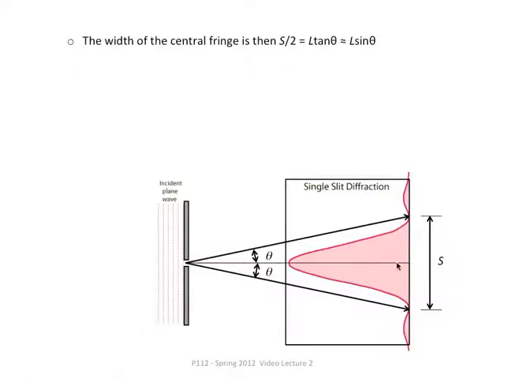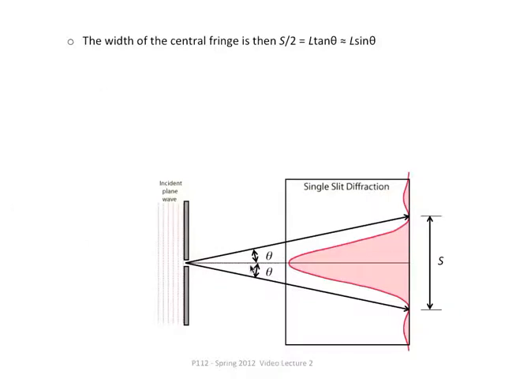And if we look at this triangle, and call L the distance to the screen, as we did with the double slit, then this side of the triangle is L, this side is s divided by 2, and we have our angle theta. So we get the relationship s divided by 2 is equal to L times the tangent of theta. And it turns out for small angles that the tangent of theta is about the same as the sine of theta.